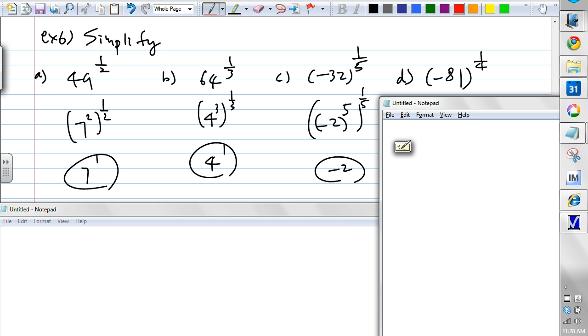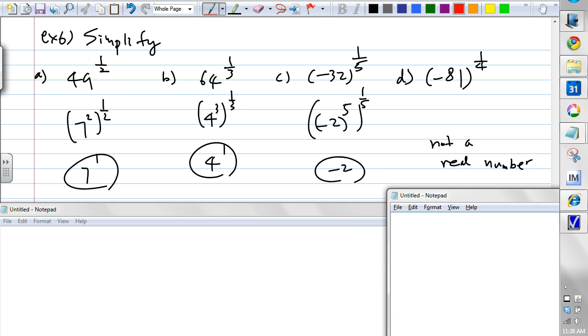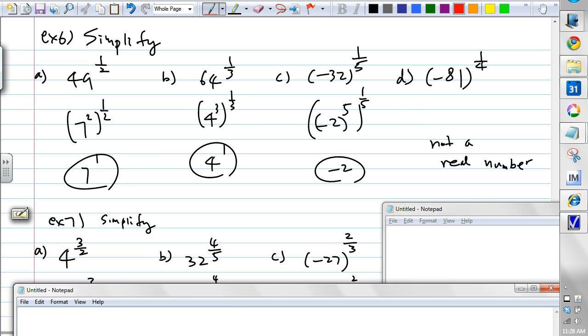No, that's not what we say. Not a real number. Okay. Same thing. It's not a solution. We're not solving anything. So you don't want to say that. It's not a real number. Not a real number. Yeah. So now go ahead and everybody try this one.